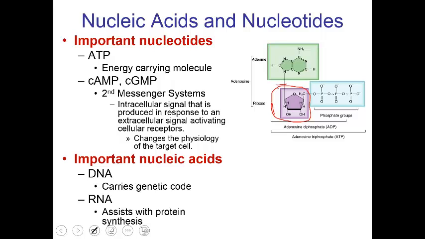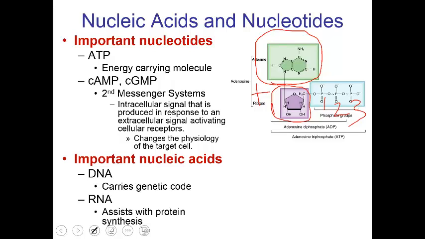To one side, you have adenine, because that is the nitrogenous base. So adenine plus ribose is adenosine. ATP being adenosine triphosphate, you know that it has the ribose sugar, it has the adenine, which is a nitrogenous base, and it has 1, 2, 3 phosphate groups.